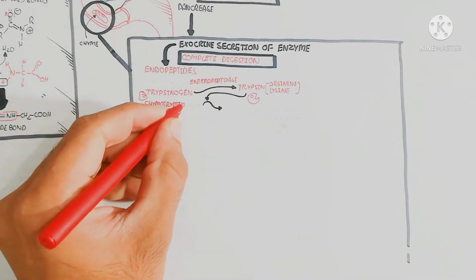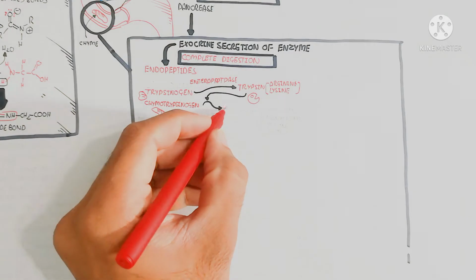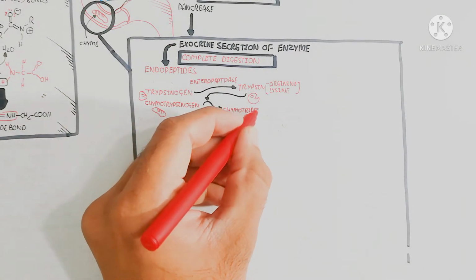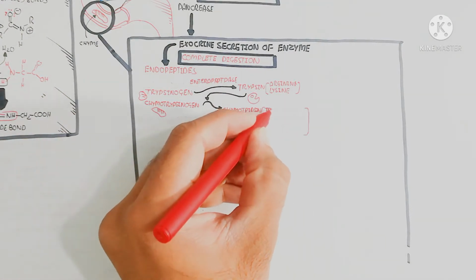On the other hand, trypsin also stimulates chymotrypsin again and again, whenever there is more protein.